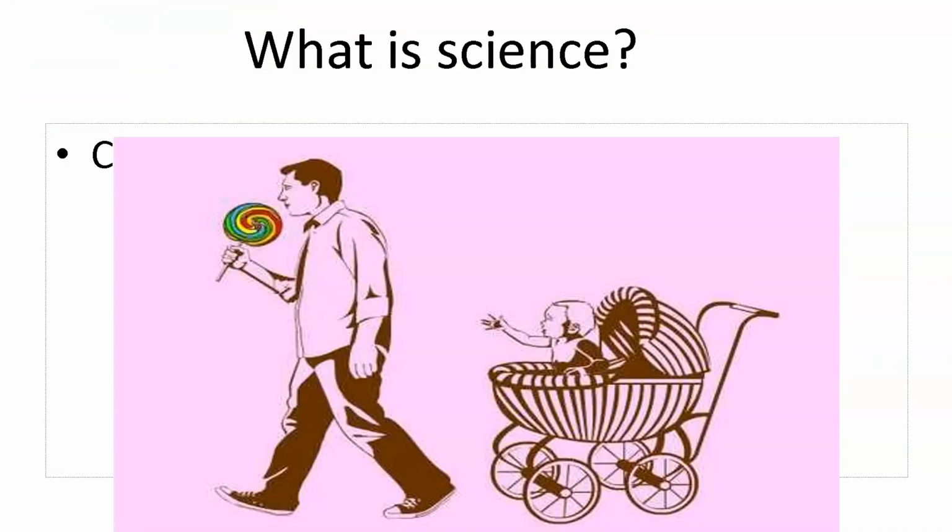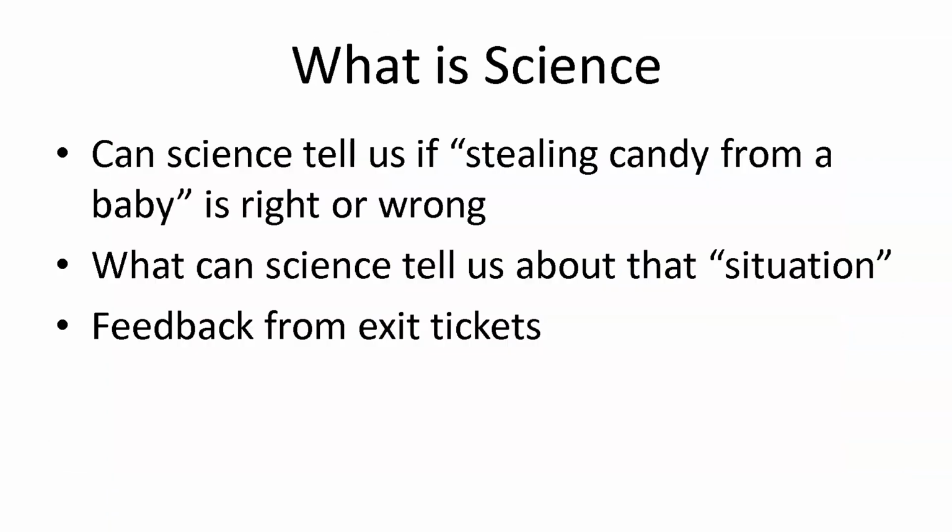Well, let's pretend you're in a park and you see a man taking candy from a baby, and that's where the phrase comes from. It's easy as taking candy from a baby. Don't know where mom is or dad is in the picture. It's kind of obvious, and that's an old carriage, which is cool. But nonetheless, could science tell you if stealing candy from a baby is wrong? And the answer is no. Science can't tell us if stealing candy from a baby is right or wrong.